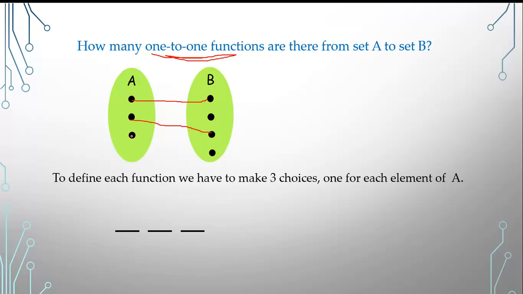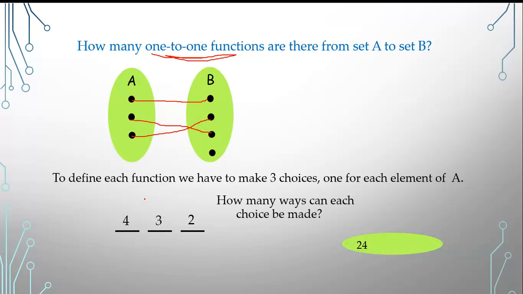And for the third element, for the one-to-one function, you can take any one of the remaining. How many options are there for this? For the first element you have 4 options, for the second element you have 3 options, for the third element you have 2 options. So the total number of one-to-one functions formed here is 24, that is 4 multiplied by 3 multiplied by 2.